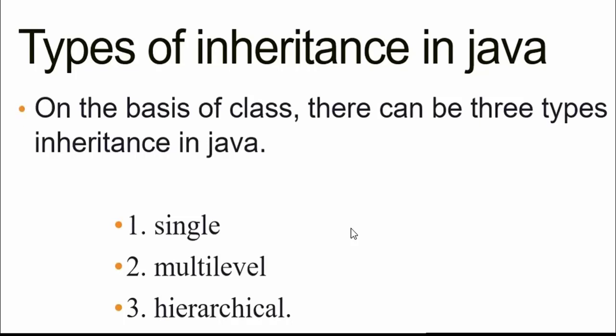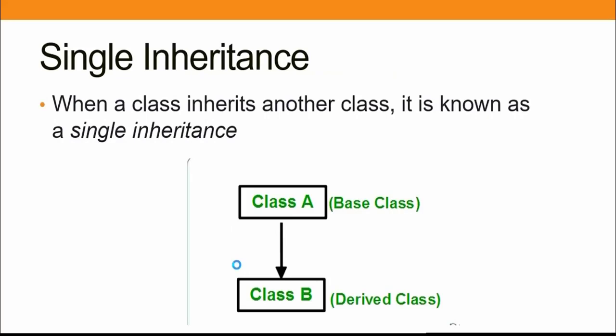As for now, there are only three types of inheritance found in Java. First one is single, second one is multi-level, third one is hierarchical. So what is single? Single is nothing but the example that we have seen. We are going to have a base class, and from that base class we access the properties and methods into our derived class. We can call this one a parent class, and this one a child class.